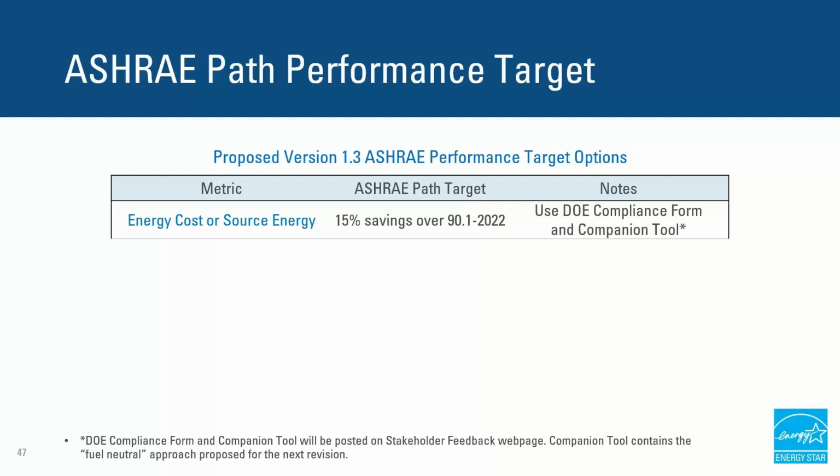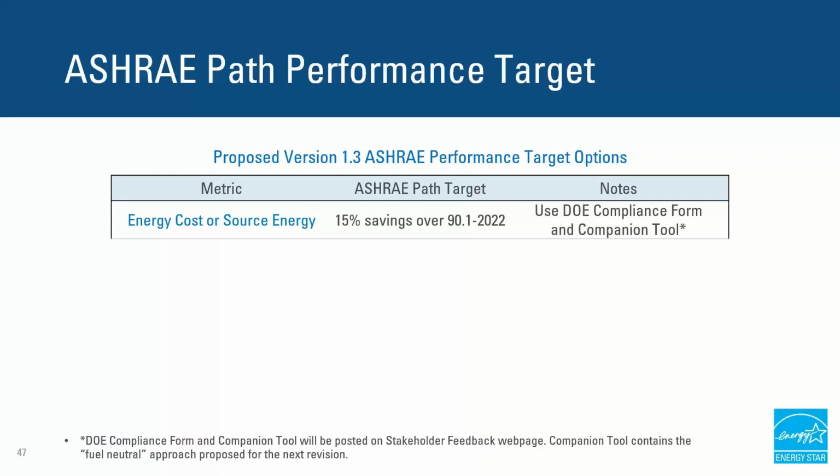So there are a few different options for showing the 15% savings. Under the ASHRAE modeling, you can use either energy cost or source energy savings. And to document the savings, you'll need to enter your modeling results into the new DOE compliance form, and then export those results into the Energy Star Zero Energy Ready companion tool to see whether you have met the performance targets. We will post the DOE compliance form and a draft of the companion tool to the stakeholder feedback page so that you can see how your projects would do relative to the targets.